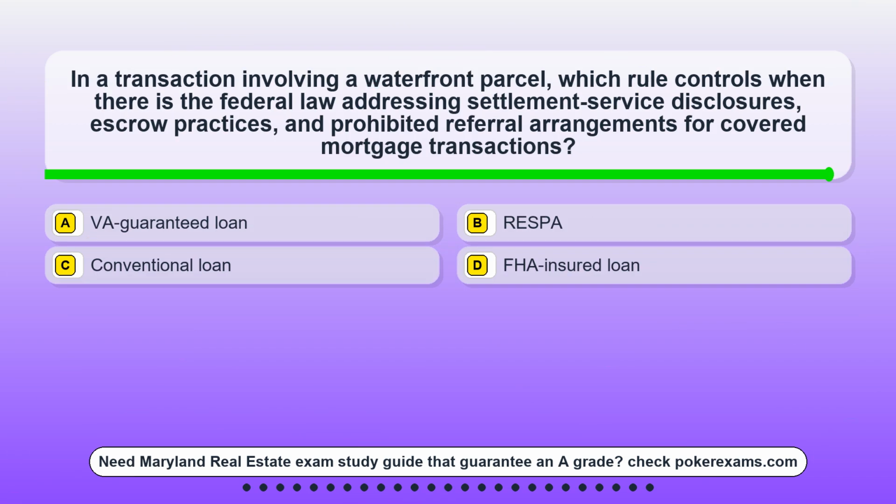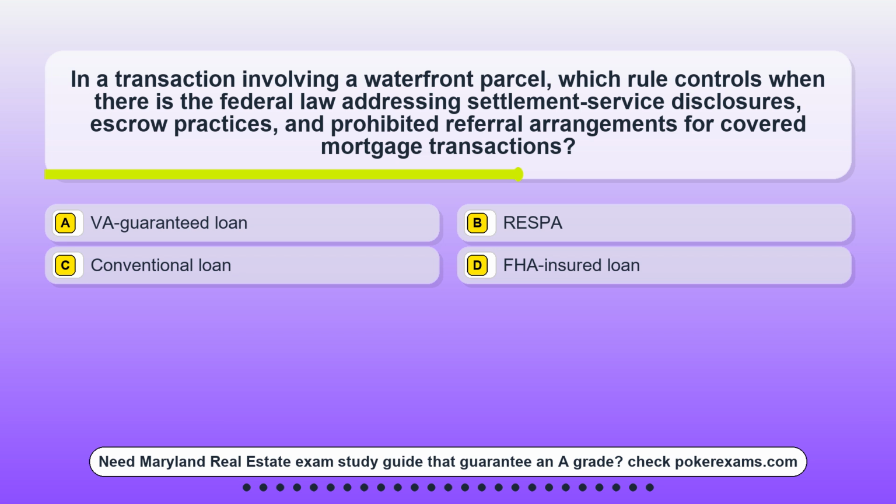Question 18. In a transaction involving a waterfront parcel, which rule controls when there is the federal law addressing settlement-service disclosures, escrow practices, and prohibited referral arrangements for covered mortgage transactions? Option A, VA-guaranteed loan. Option B, RESPA. Option C, conventional loan. Option D, FHA-insured loan.